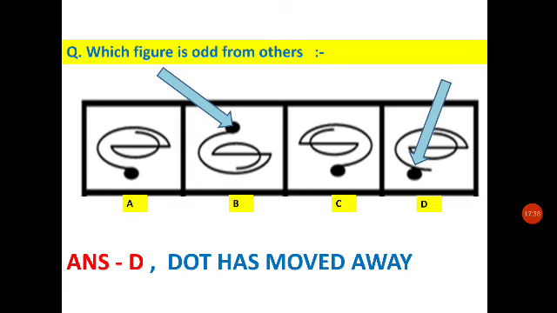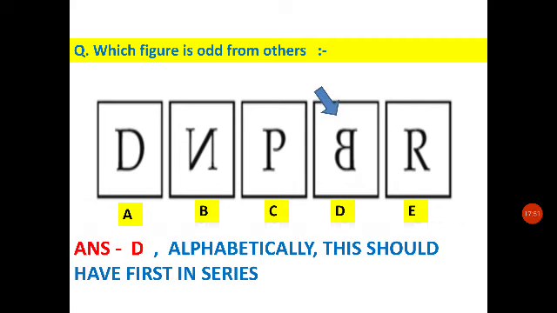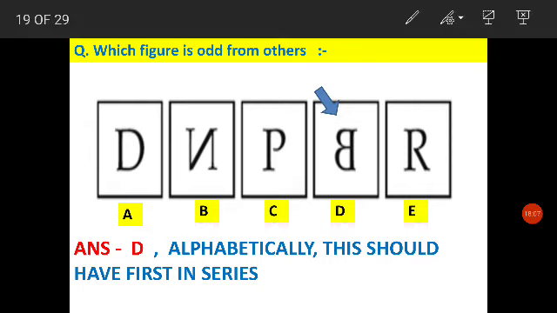Okay, now let's see the next question. Which figure is odd from others? A, B, C, D, E. So answer is D. Again, alphabetically this should have been the first. Although it is a mirror image, that is okay because others are not mirror images. If you see D, P, R, they are not mirror images. This is a mirror image, this is a mirror image.